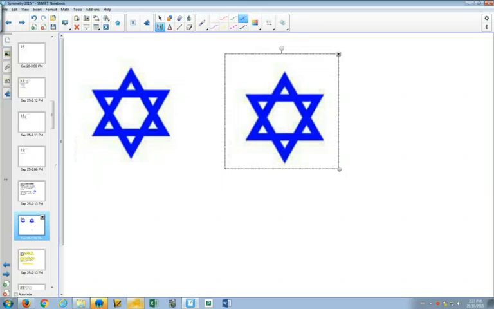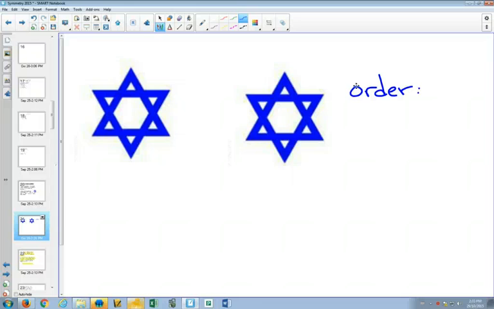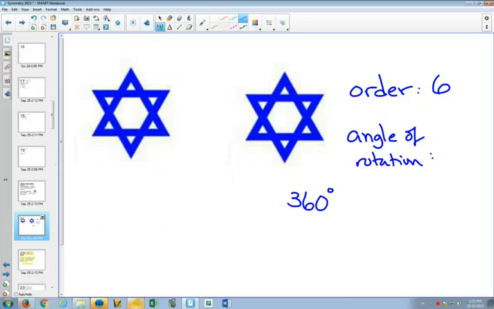So now let's go back to this picture that we had here. For this shape, we would say that the order is 6, and the angle of rotation, if we use the formula, 360 divided by the order, is 60 degrees.